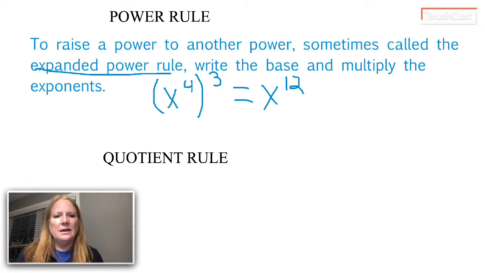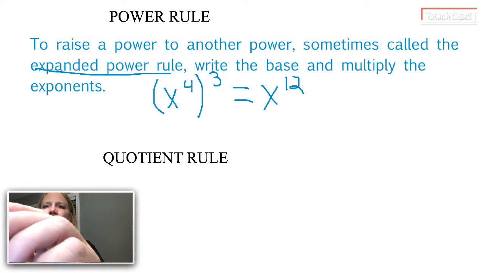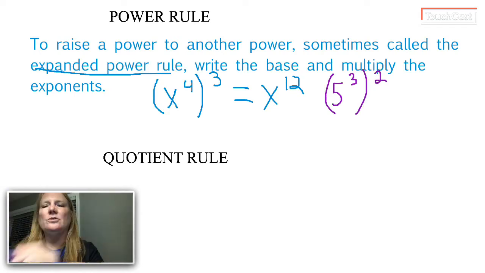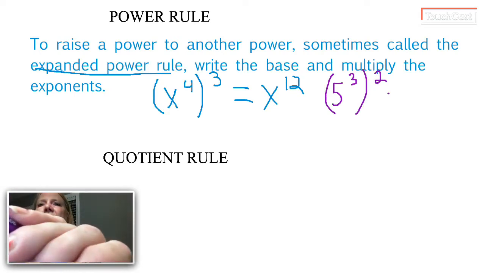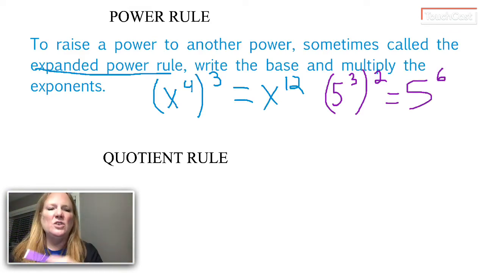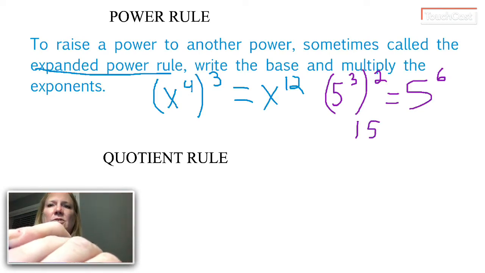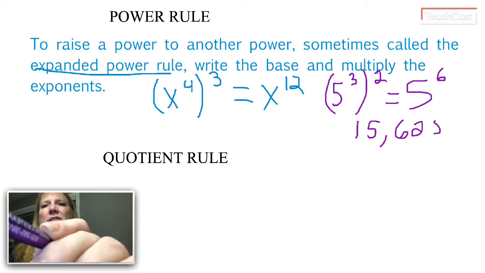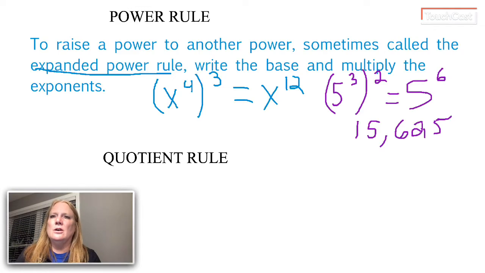Okay, so another example might be 5 to the power of 3, and that is going to be raised to the power of 2. So here we would say that is 5 to the power of 6, and then you can use your calculator, and 5 to the power of 6 is 15,625. On ones like these where it's just numbers, you can use your calculator anyway.